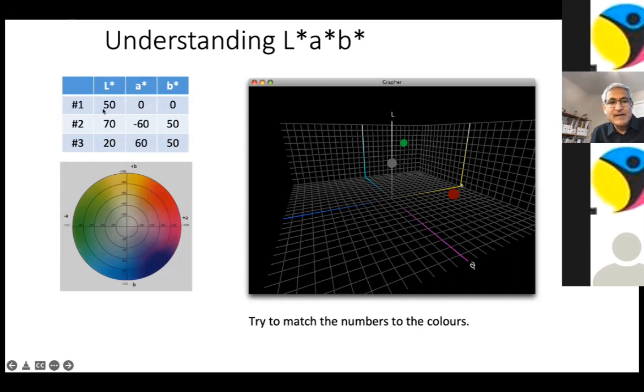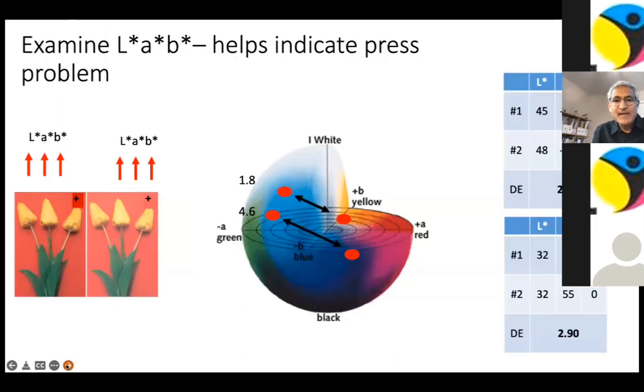a hypothetical, theoretical line. L star just tells us where it is on this axis, how high up or how low down. And then A and B tell us how far out it is, and how colored it is. So very useful. All standards are used this way, and that's what this is about. And here's how you can use it.